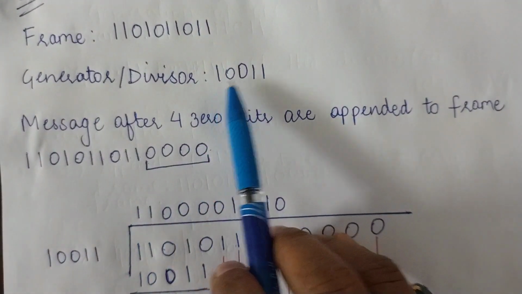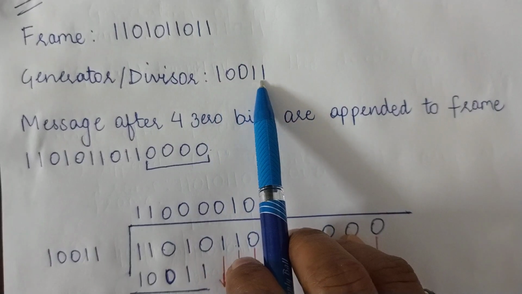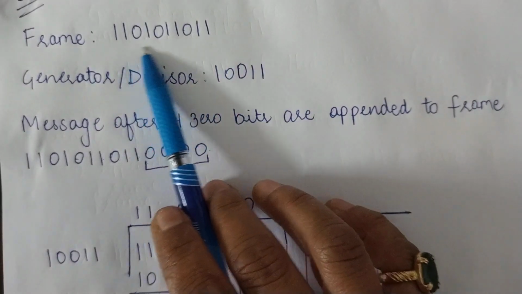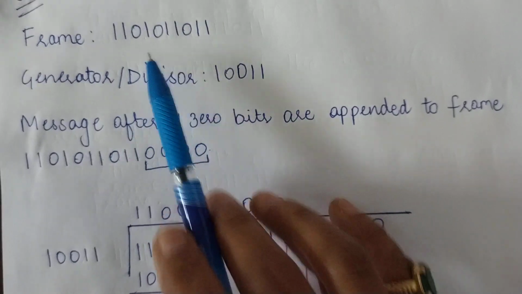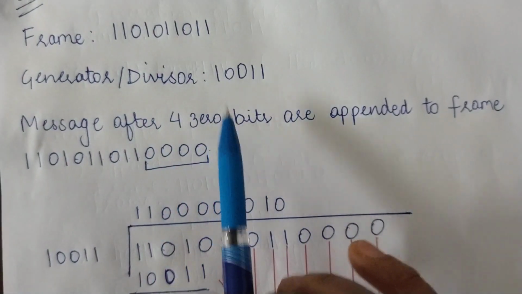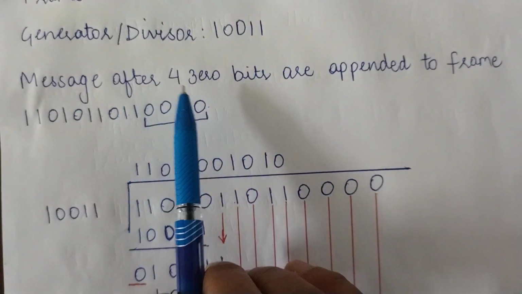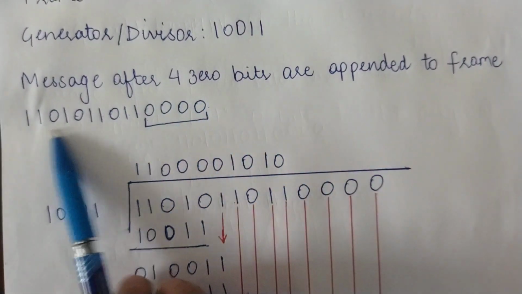Now you can clearly see that the length of the divisor is 5. That means you have to append L minus 1 0 bits to the actual frame. So that means you have to append 4 0 bits to the actual frame. So the frame or message after appending 4 0 bits is like this.